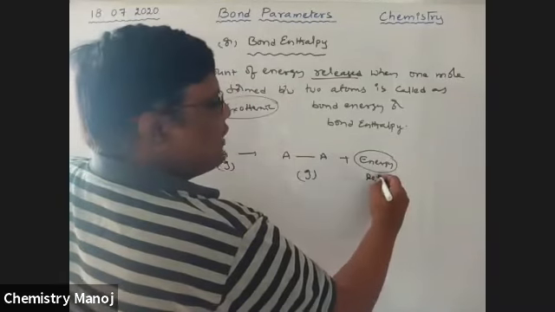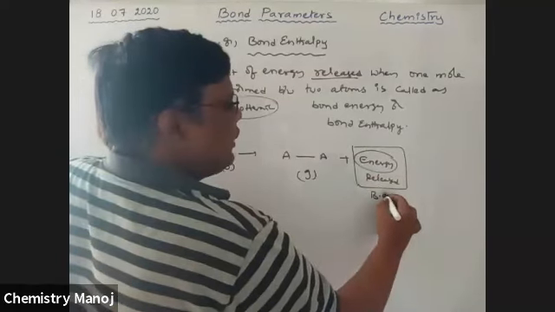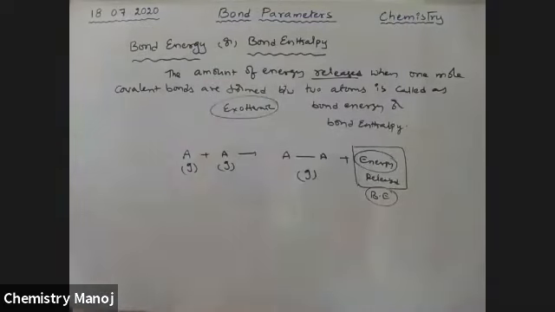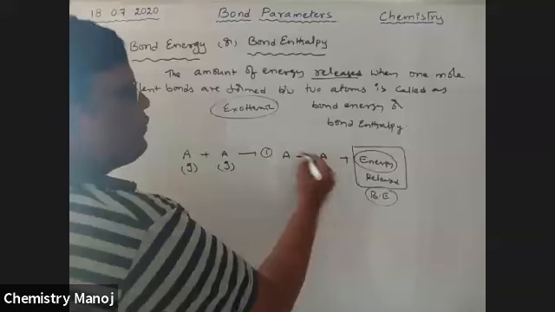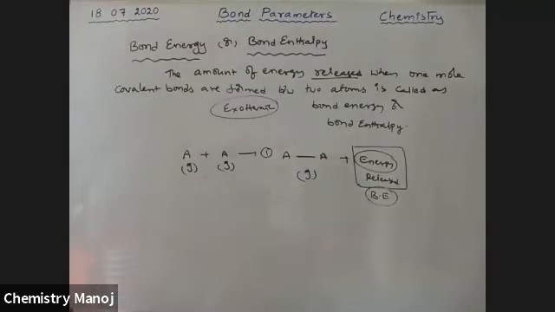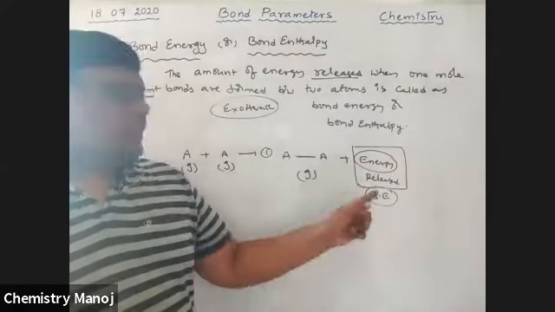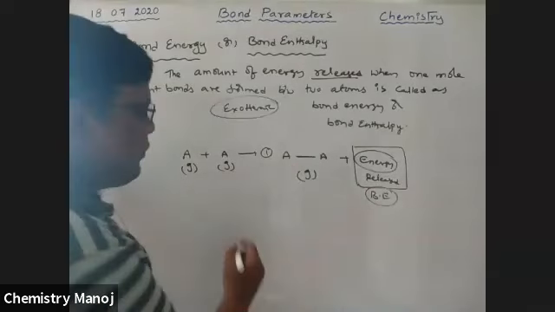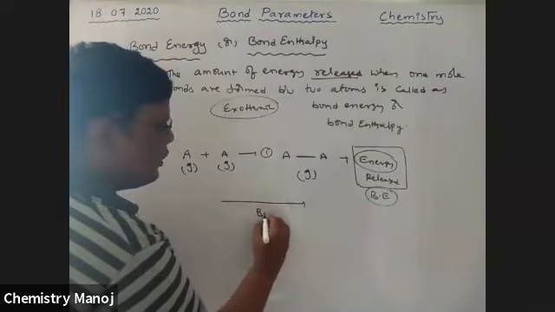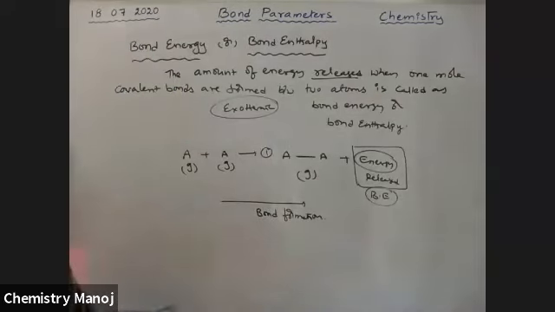So energy is released. This energy is called bond energy. How many moles are formed? 1 mole of AA bonds is formed. During the formation of 1 mole of AA bonds, energy is released. That released energy is called bond energy. That is the forward direction, bond formation.